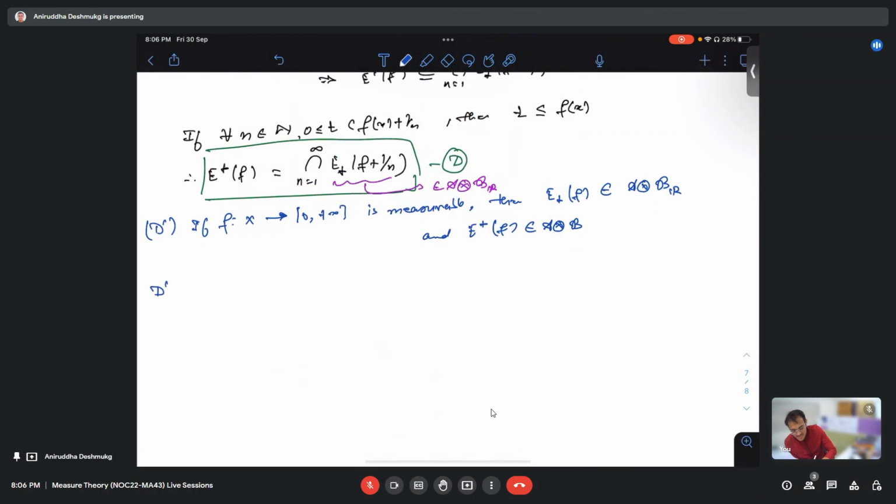So the next observation is that the graph of f. So I'll continue this. So f is already a non-negative measurable function. E upper star f difference E lower star f. This is inside the sigma algebra generated by A cross B.